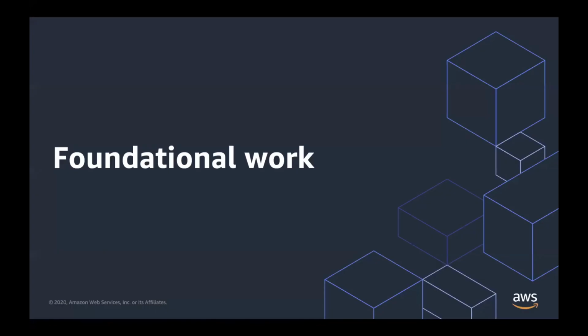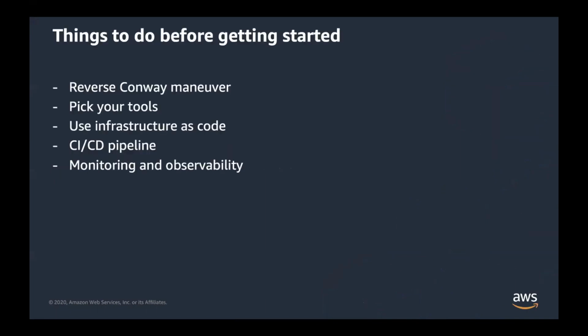First step, step 0. So there are 6. Step 0 is to do your foundational work. What that means, think about how you're going to structure your microservices. If you have a monolith and you want to migrate to microservices, use the reverse Conway maneuver, align your organization to represent the microservices you want to have. Pick your development tools, what are your frameworks, what are the different bits and pieces that you're going to use.